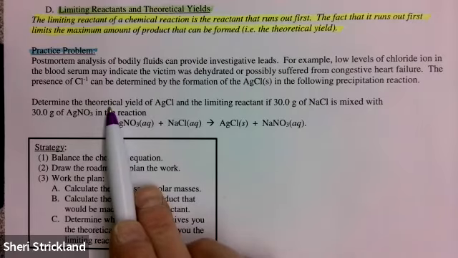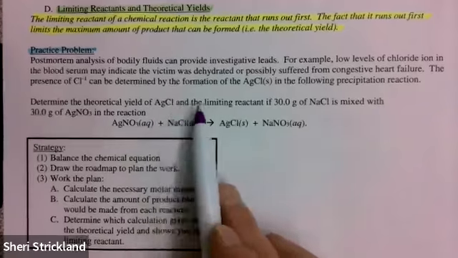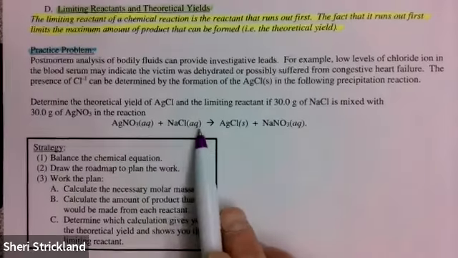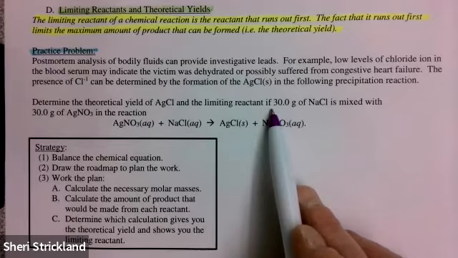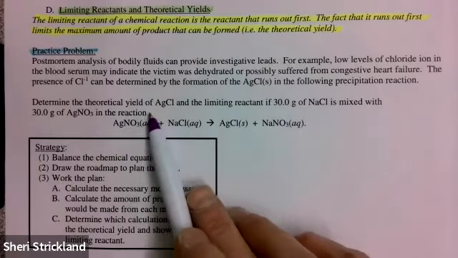All right, so the thing we ultimately want to do is to determine the theoretical yield of silver chloride and the limiting reactant. So which one of these reactants is the limiting reactant? If at the start we had 30 grams of sodium chloride mixed with 30 grams of silver nitrate.